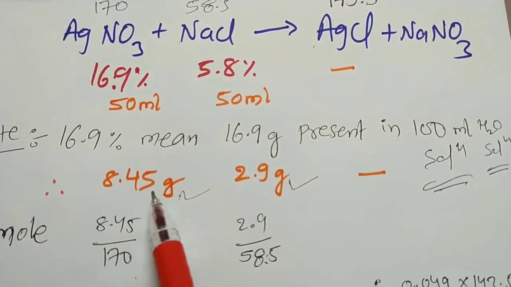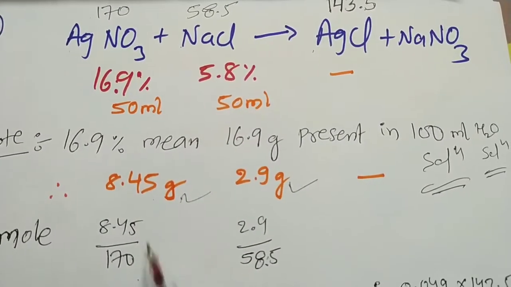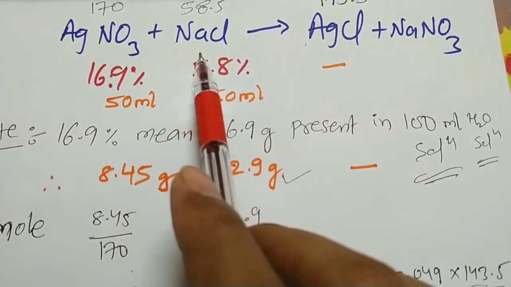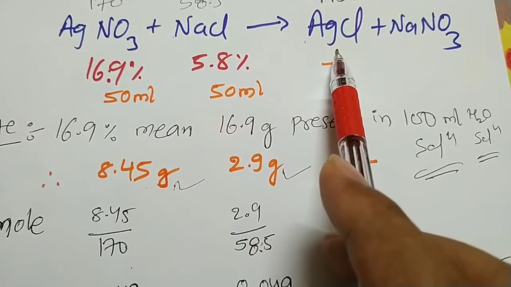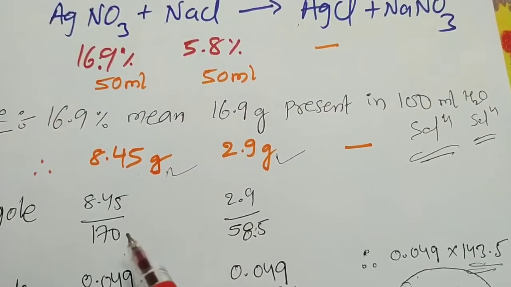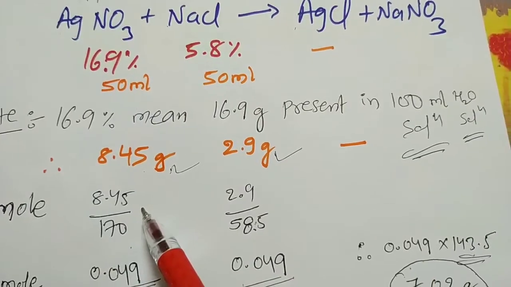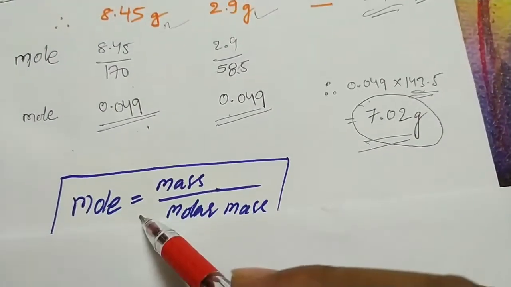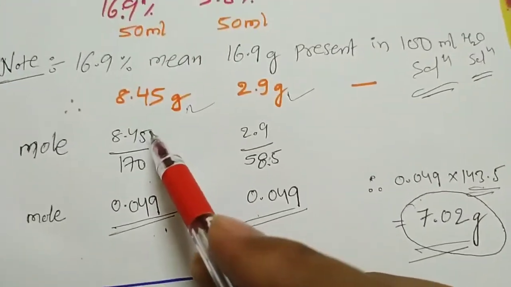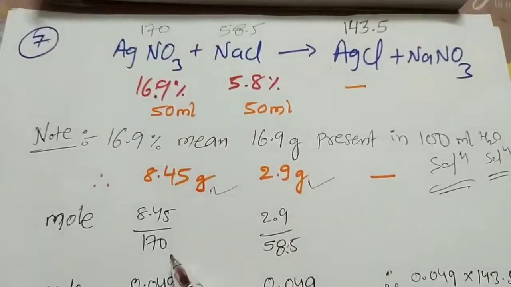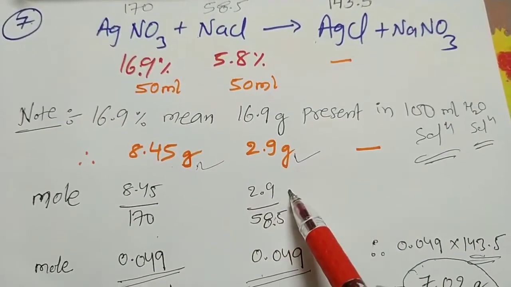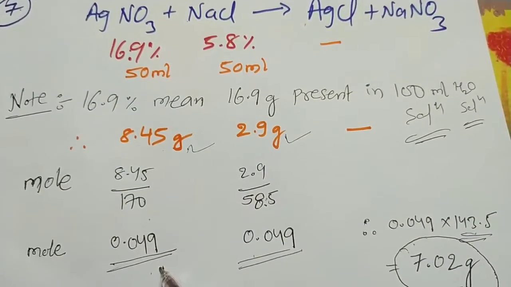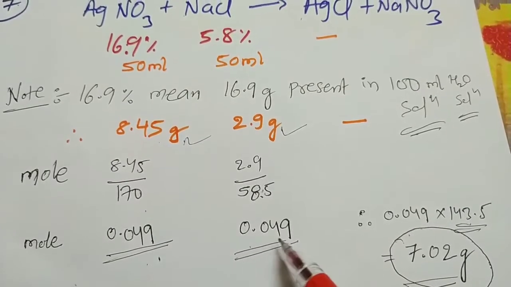Now just convert into number of moles, because we know that 1 mole of this is reacting with NaCl 1 mole and forming 1 mole of AgCl. First you convert into number of moles, then only we know which is the limiting reagent, what is the product. The mole formula: mole equals mass by molar mass. So 8.45 upon molar mass 170, 2.9 upon 58.5. Then if you do the calculation, you will get 0.049 and 0.049.